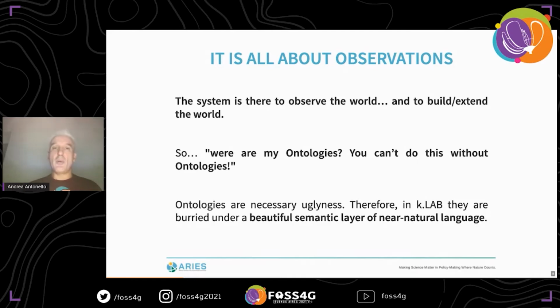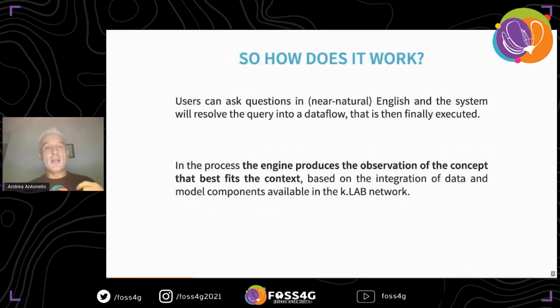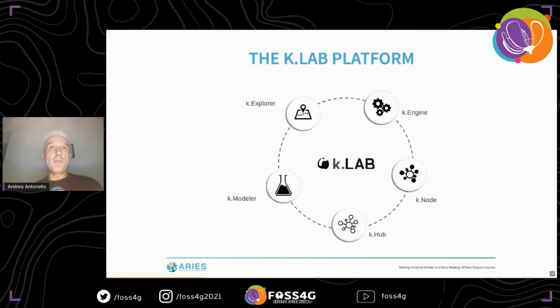What does that mean? That a user can just approach, ask a question in English, and the system will resolve the query into a data flow. And throughout this resolution, it will go down the tree of the concepts and the dependencies of the concepts until it gets down to the ontologies, where it validates everything. So what happens in the k.LAB platform is that whatever is produced is also validated. But let's have a look at what the platform looks like.